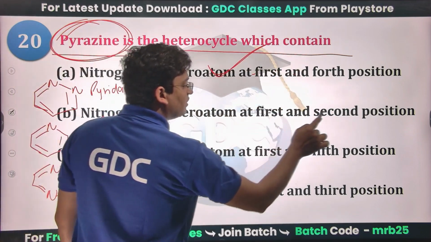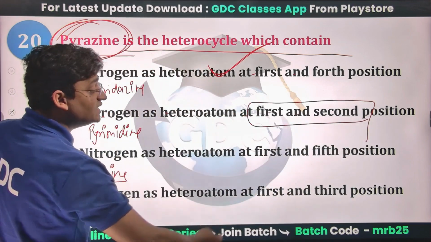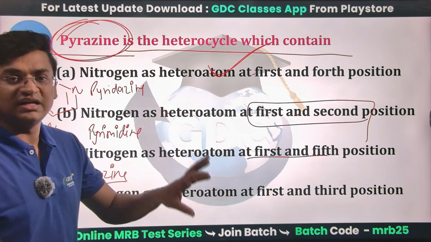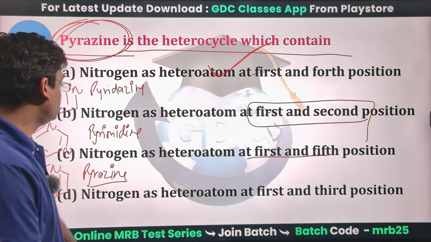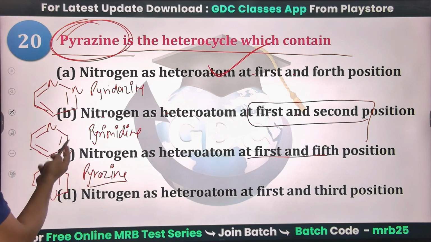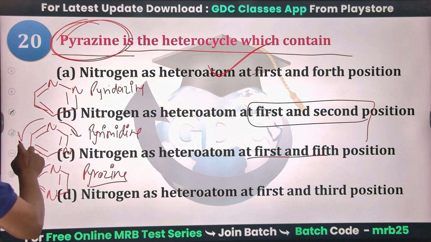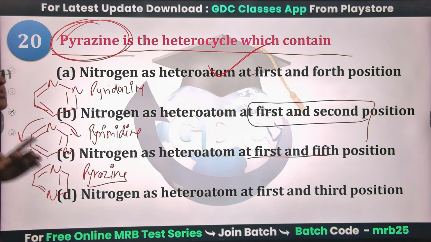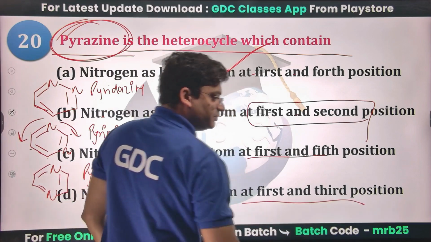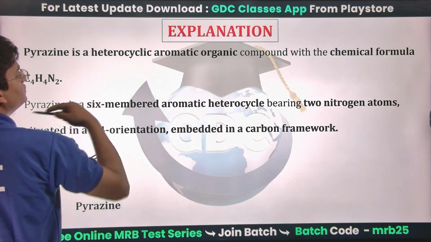If the nitrogen heteroatoms are at the 1st and 2nd positions, it will be pyridazine. If they are at the 1st and 5th positions, whether it's 5th or 3rd, it's identical. Look, if it is 1, then 2, 3, 4, 5. From this side it's at the third position, from this side numbering it will be at the fifth position. So it is also a pyrimidine derivative, and first and third is pyrimidine. So A will be the right answer for pyrazine, that is 1 and 4th position.